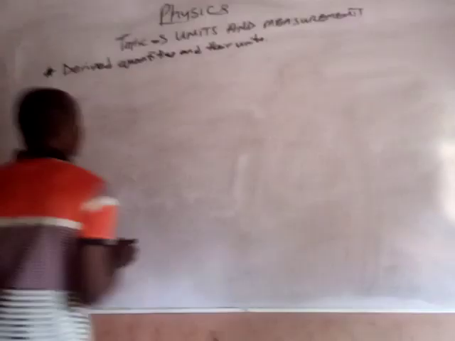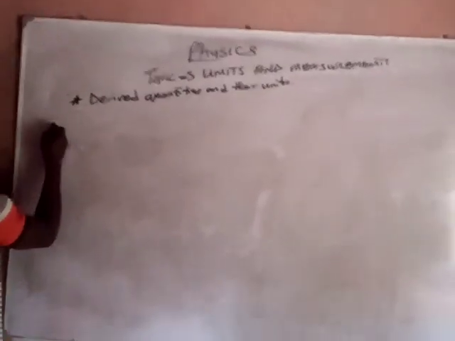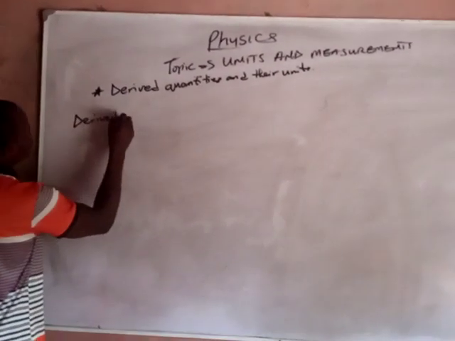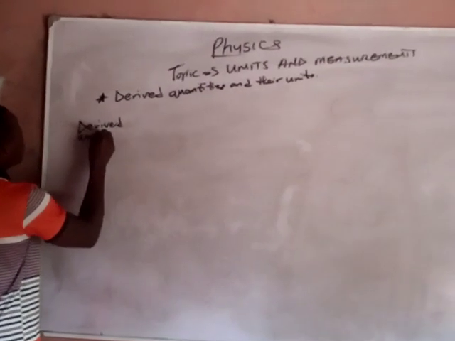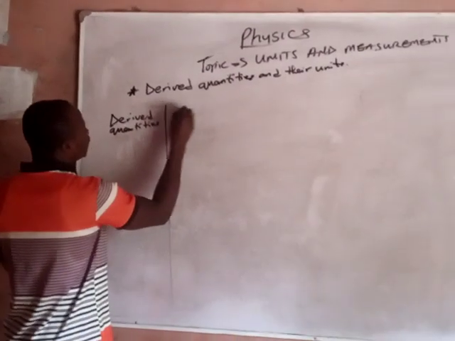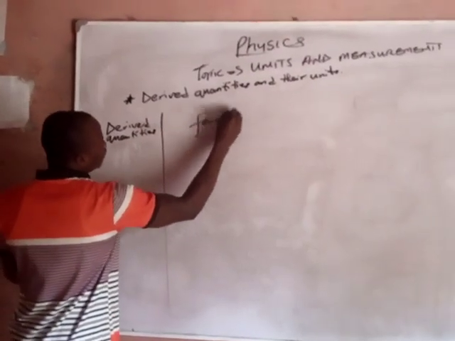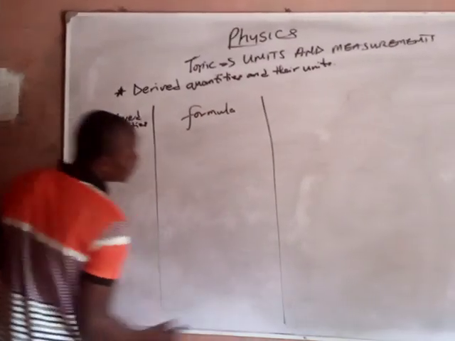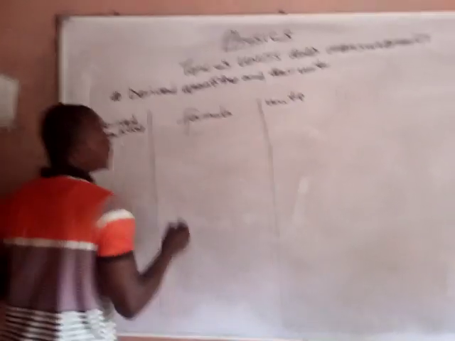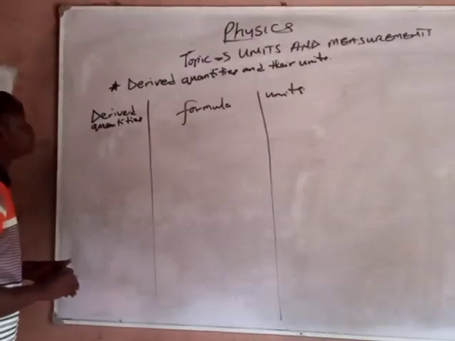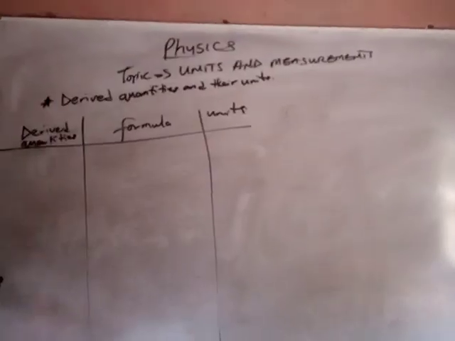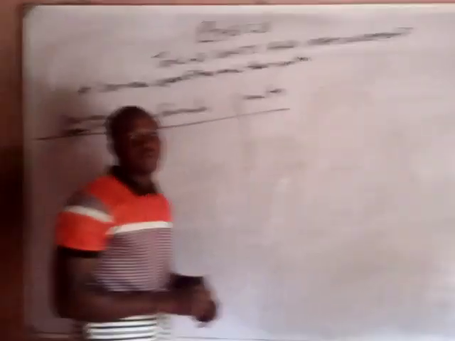Now, I'm going to show us a chart that contains derived quantities, that contains the formula, because without the formula, we can't access it, and also units. We are going to look at this chart. It will help us to understand this topic very well.